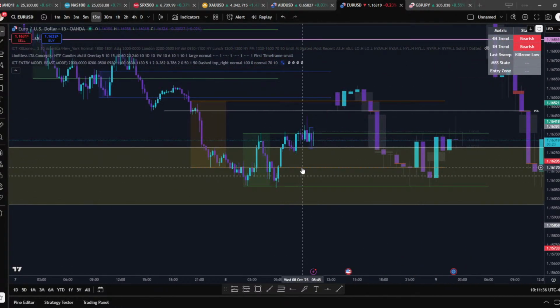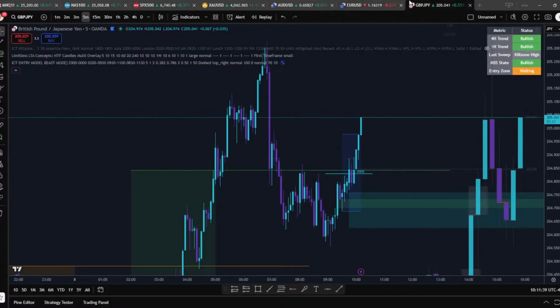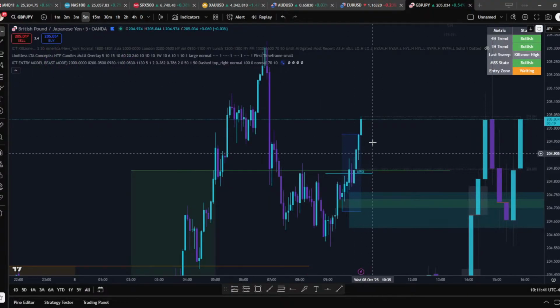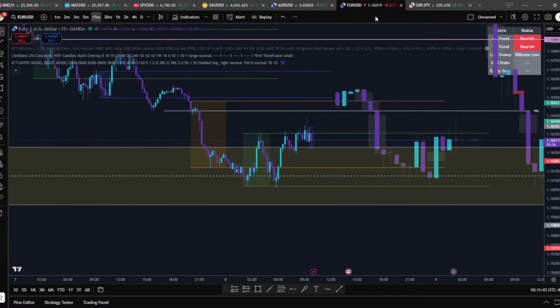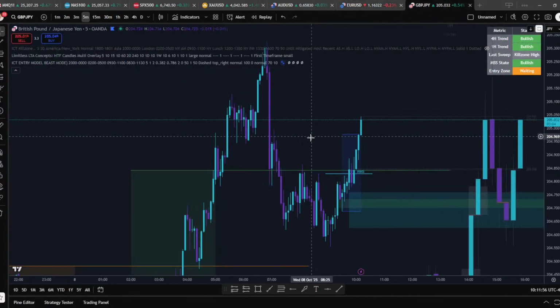So this one you have to just wait. See how this is going up? This is probably going to come down now. So this could come down, respect this fair value gap, create a fair value gap on the way down, and then just inverse it and go up.